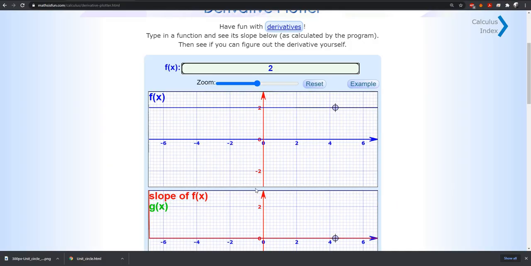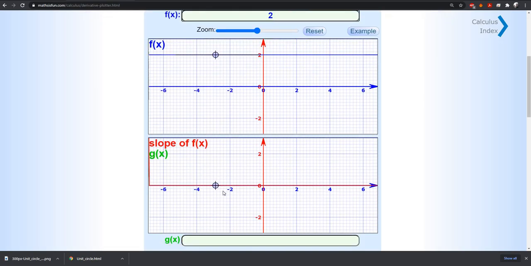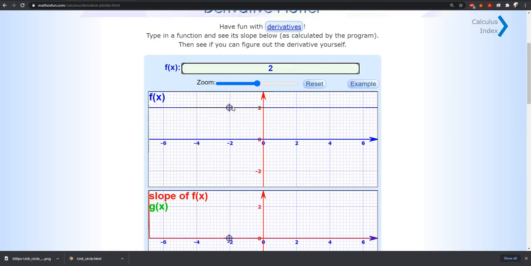For example, I just plotted f of x equals 2. If you notice on the bottom, we have a derivative graph where the derivative is constantly 0, which makes sense because f of x equals 2 is just a flat line with tangent lines that have a slope of 0 no matter where you are.